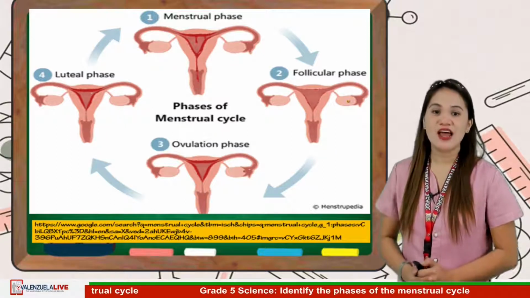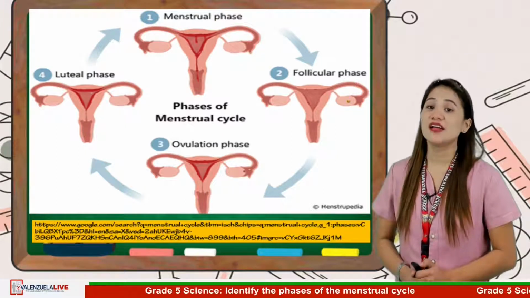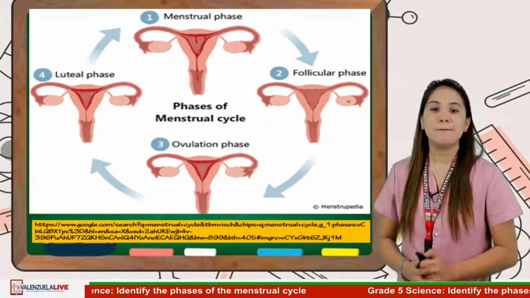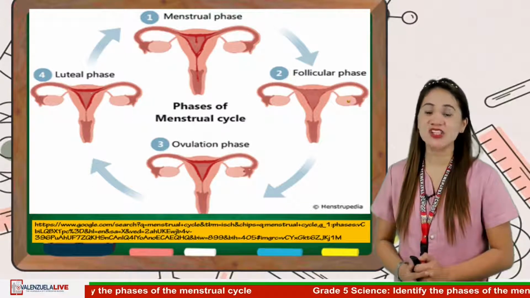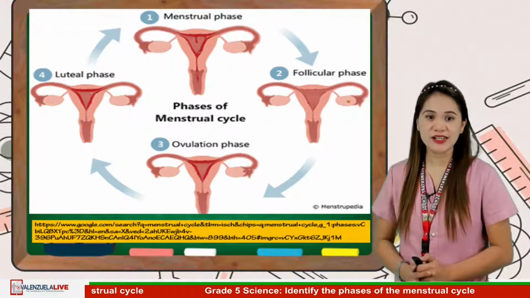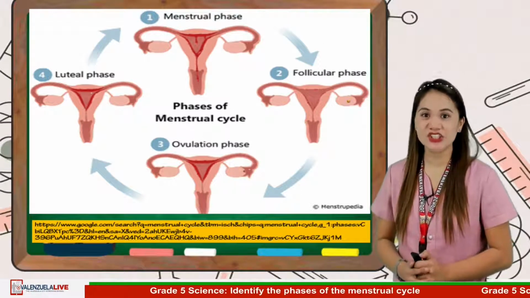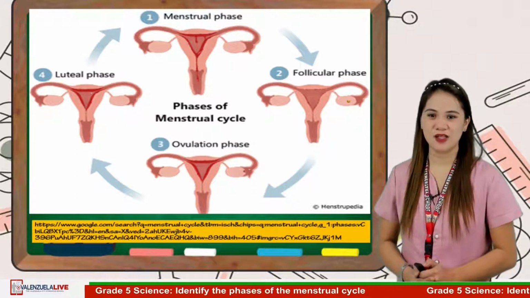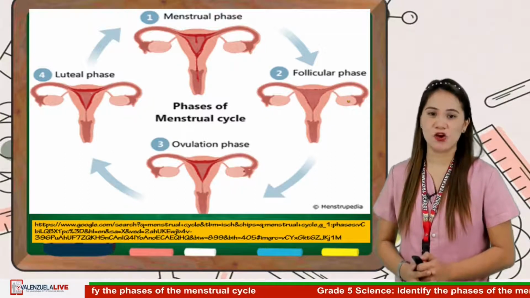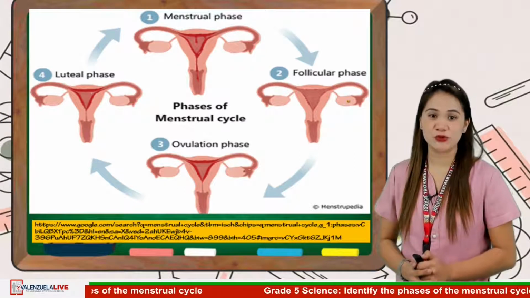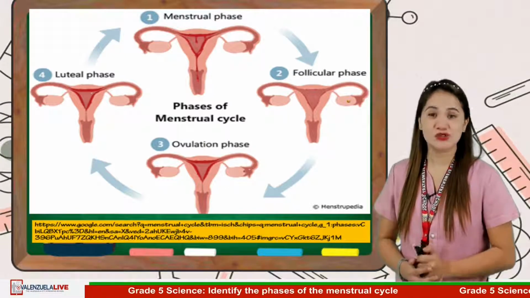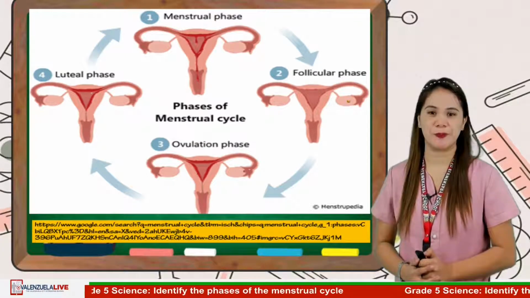The pituitary gland secretes a hormone that stimulates the egg cells in the ovaries to grow. One of these egg cells begins to mature in a sac-like structure called the follicle. It takes 13 days for the egg cell to reach its maturity. While the egg matures, its follicle secretes a hormone that stimulates the uterus to develop a lining of blood vessels and soft tissues called the endometrium.